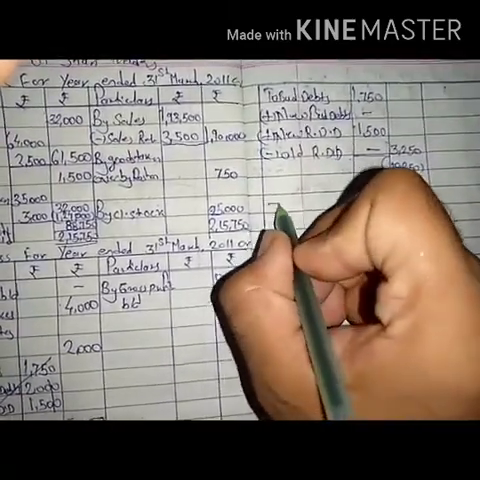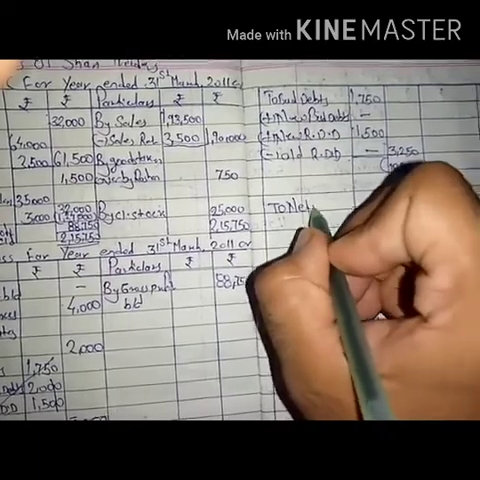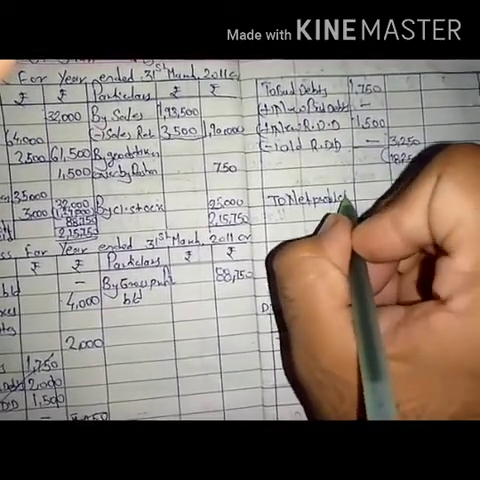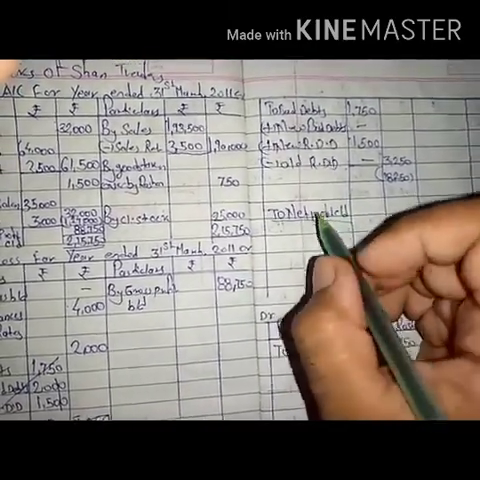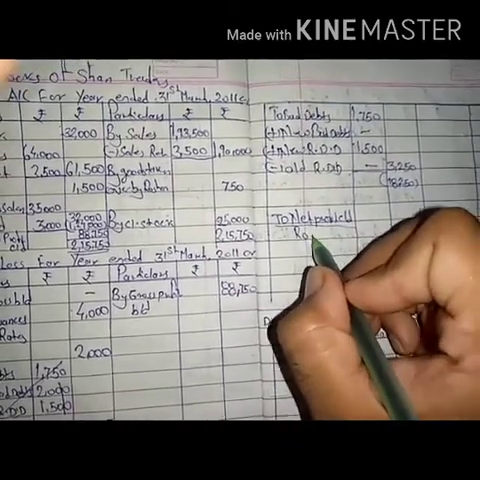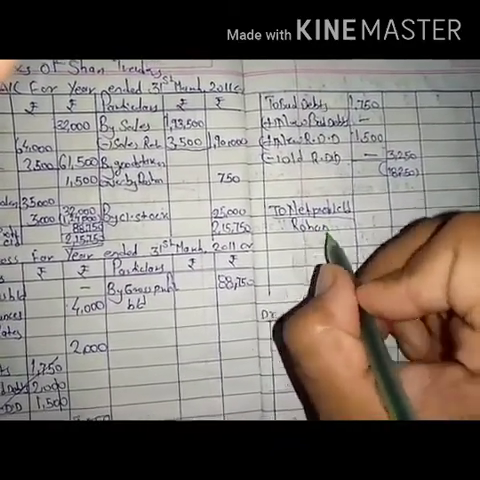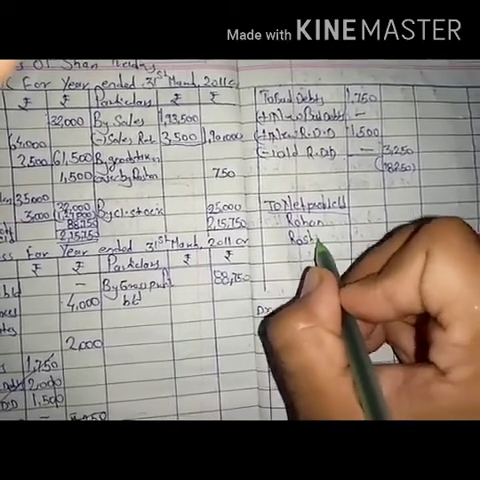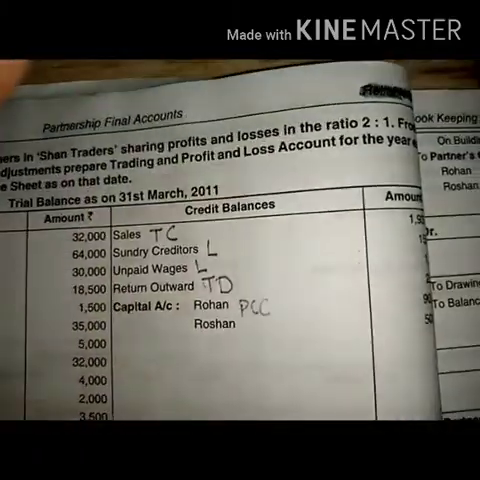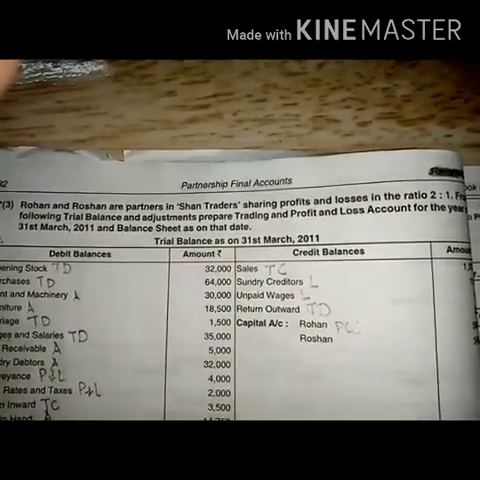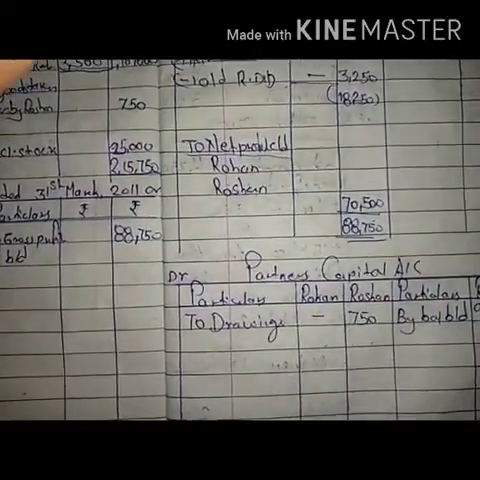Now this profit should be named as to net profit carried down. In many textbooks, it is given over here as to capital accounts. You can write to capital accounts. Even this capital accounts is right. Roshan and the other partner, the two partners, we are going to divide the amount, they had the profit sharing ratio of 2:1, as already given in the sum. So we are going to divide this amount by 3.